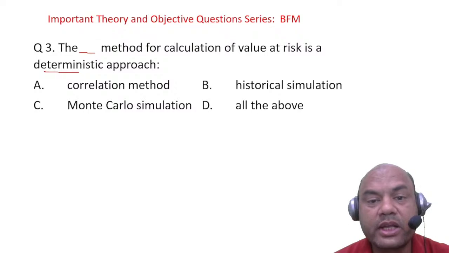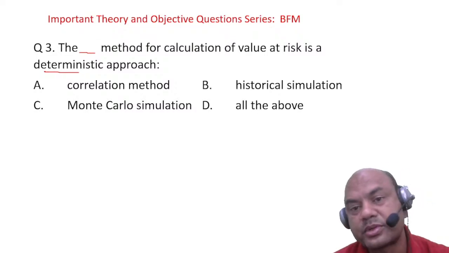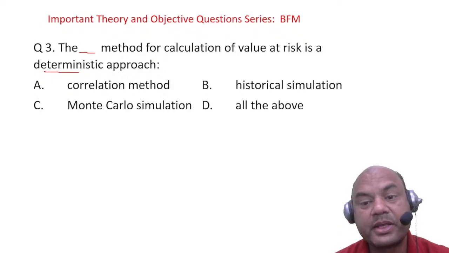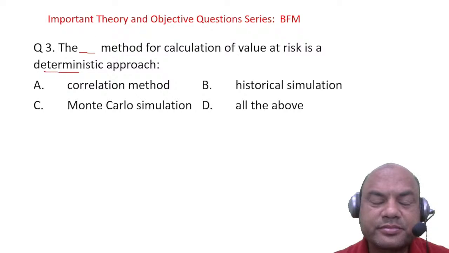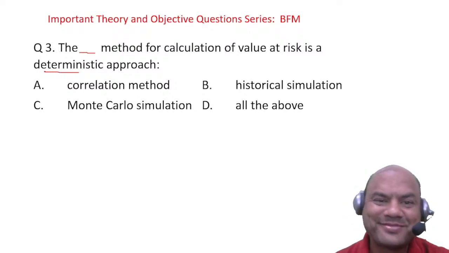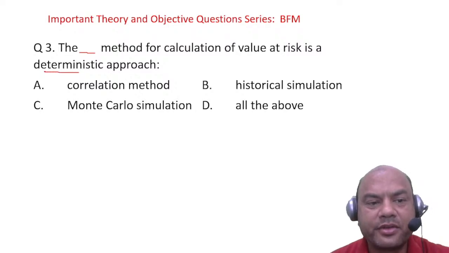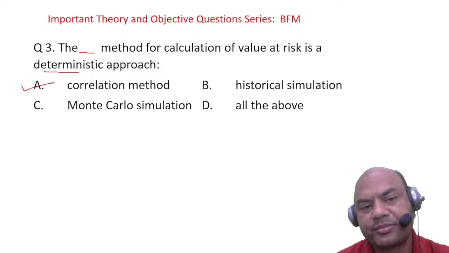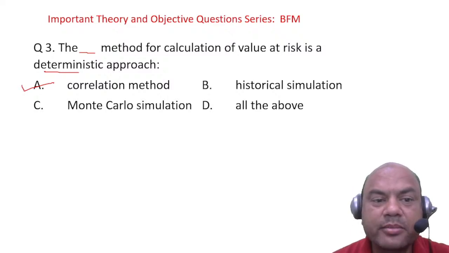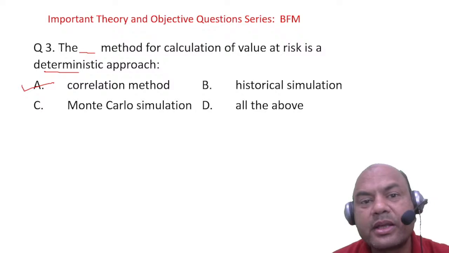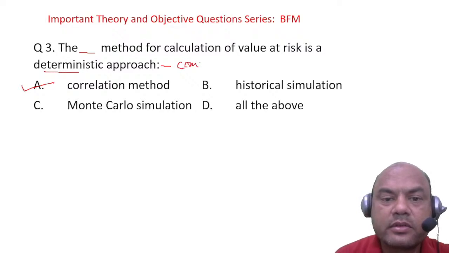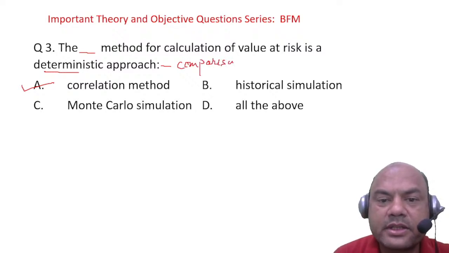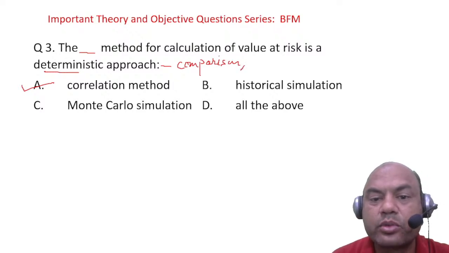Dash method for calculation of value at risk is deterministic approach. Let me think. You should think, not me, isn't it? What is the correct answer? Okay, the answer over here is, I'll explain you all. The answer over here is correlation method. Always remember that deterministic means comparison between 2 parameters. You should be able to get the exact answer. These are the 2 points about this.